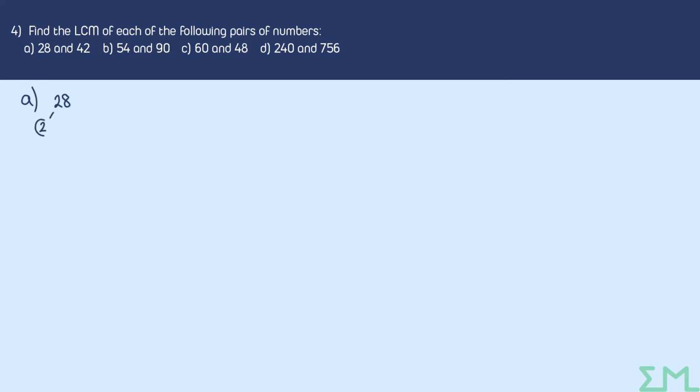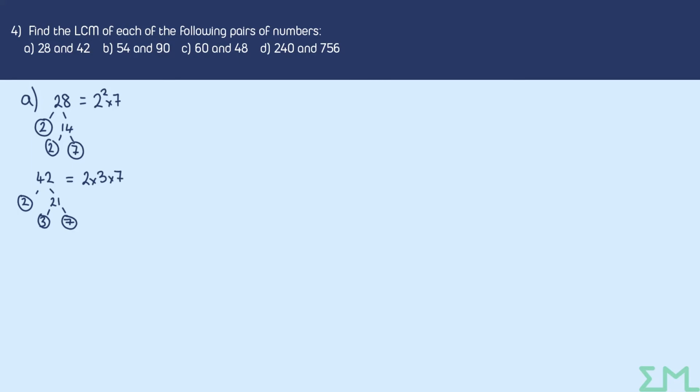Remember, we use the factor tree to lay out our working. 28 can be divided by 2 to give 14. It can be divided by 2 again to give 7. And then we have that 28 is 2 squared times 7. 42, let's see how that goes. That can be split down to 21, which then can be split into 3 and 7. So 42 would be 2 times 3 times 7.